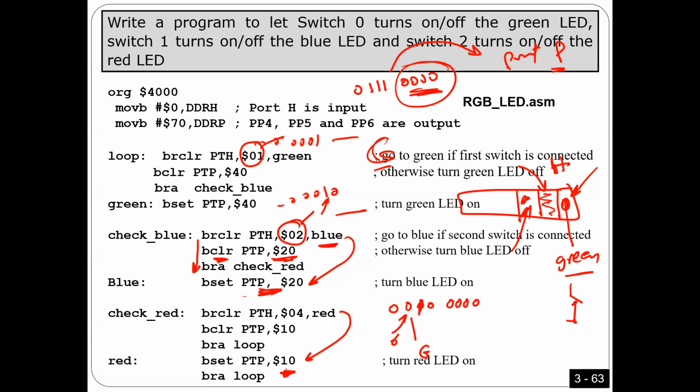In red, this is port P. I'm going to put the 1 here, as you see here. If not, it's going to be a bit clear, this one. And then I'm going to keep repeating. It's not only one time, I'm going to keep repeating.